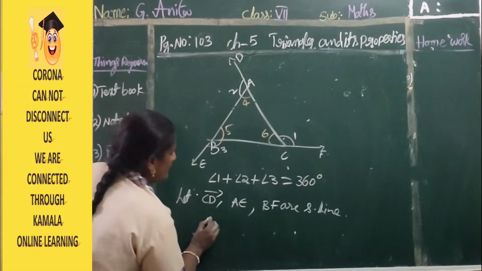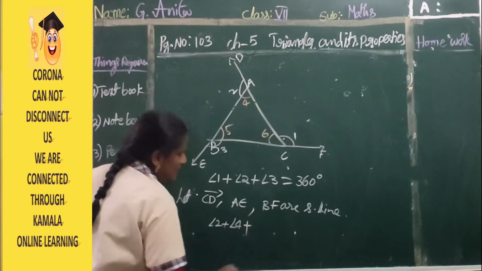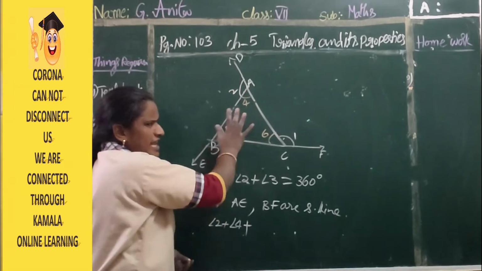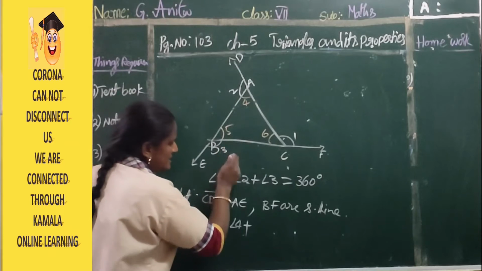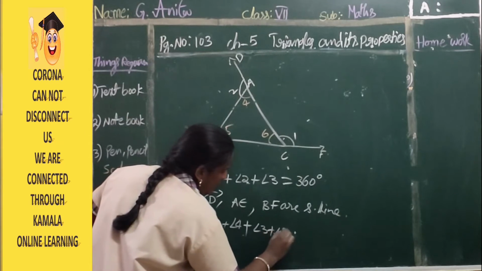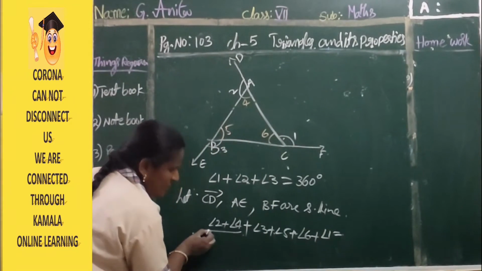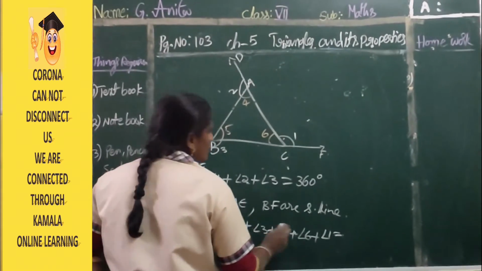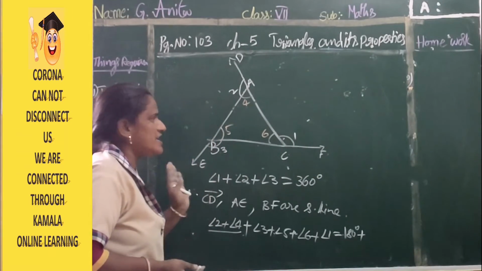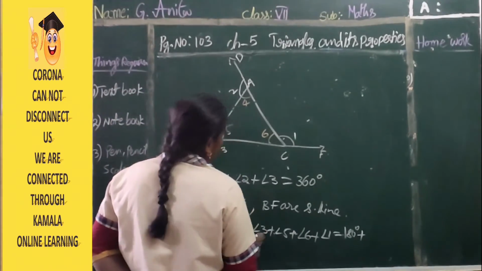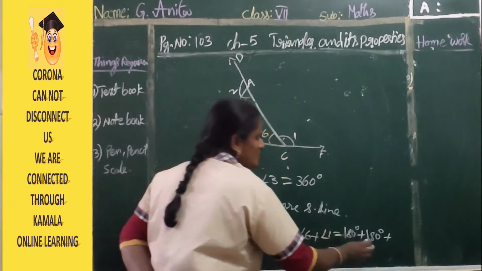Yes or not? So in this, we have to substitute. Angle 2 plus angle 4, angle 3 plus angle 5, angle 6 plus angle 1. We are taking the total triangle, exterior plus interior. This forms a linear pair, yes or not? So angle 2 plus angle 4 is equal to 180 degrees. Here we are taking interior plus exterior angles of triangle ABC. Next, angle 3 plus angle 5 is nothing but 180 degrees. Next, angle 6 plus angle 1 is nothing but 180 degrees.